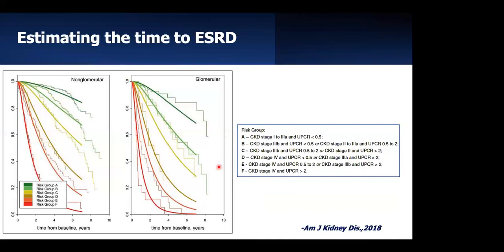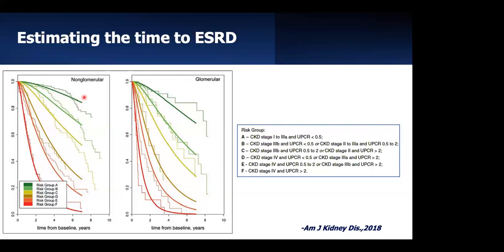So this is a graph which was recently published in the American Journal of Kidney Diseases, where you can roughly estimate, from the time of presentation, the time by which the child would progress to ESRD.